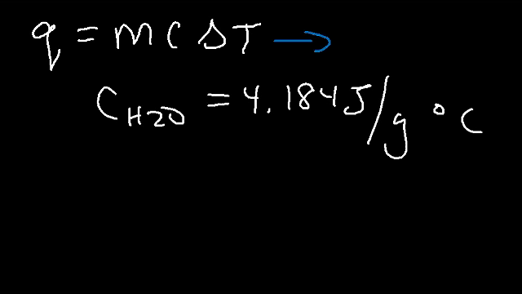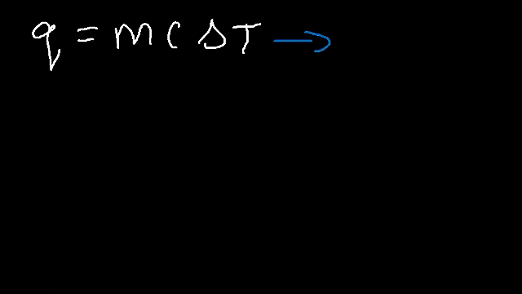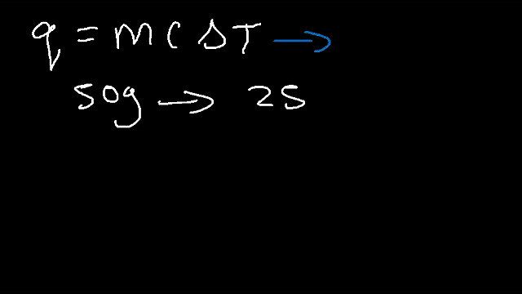Delta T is the change in temperature, which could be in Kelvin or Celsius. So let's say you want to calculate the amount of energy that's required to heat up 50 grams of water from 25 degrees Celsius to 75 degrees Celsius. How much energy is required?